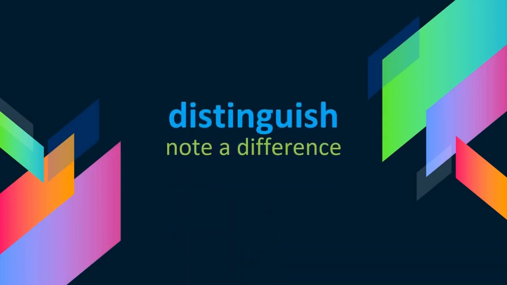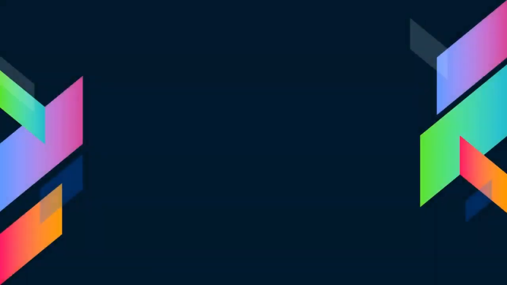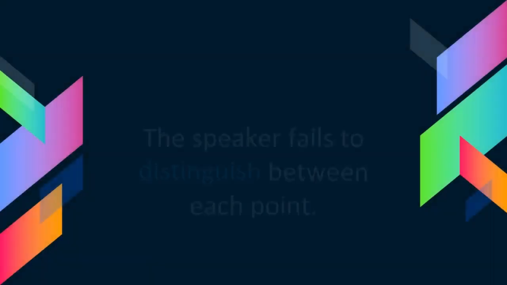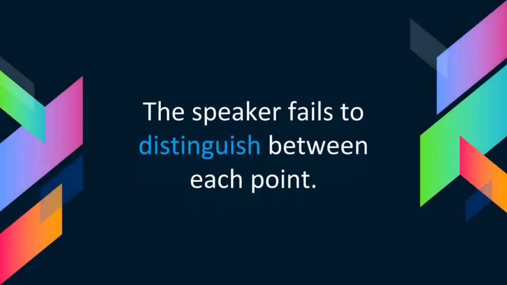The next verb is distinguish. Note a difference. The speaker fails to note the differences between each point. The speaker fails to distinguish between each point. Using distinguish takes away the wordiness of the previous sentence and makes the sentence more streamlined.